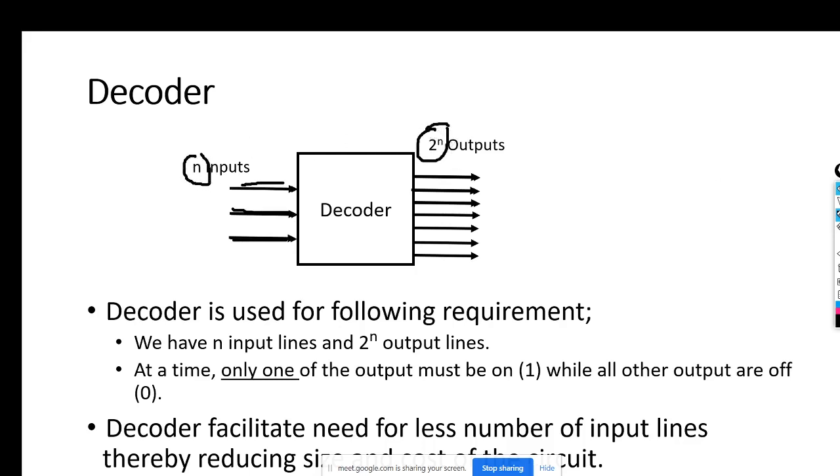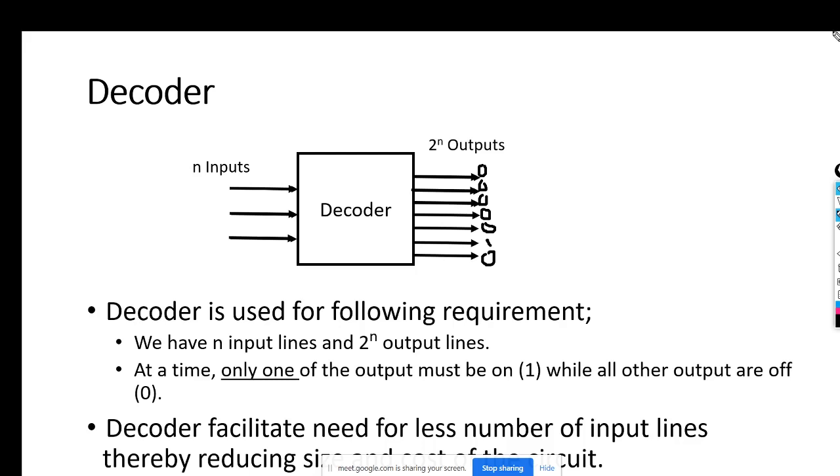But there is a very important restriction. At a time, only one output can be on while all the others are 0. So maybe next time another one is 1, but then definitely all the others must be 0. That kind of digital circuit component is called a decoder.